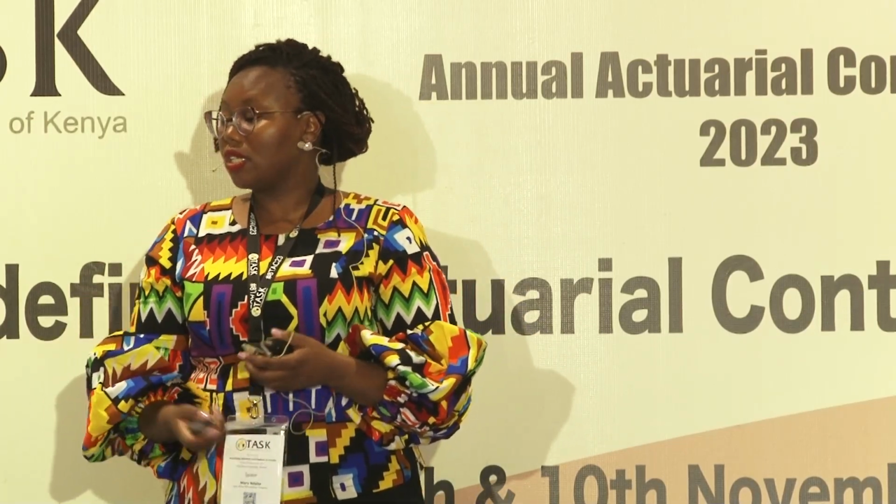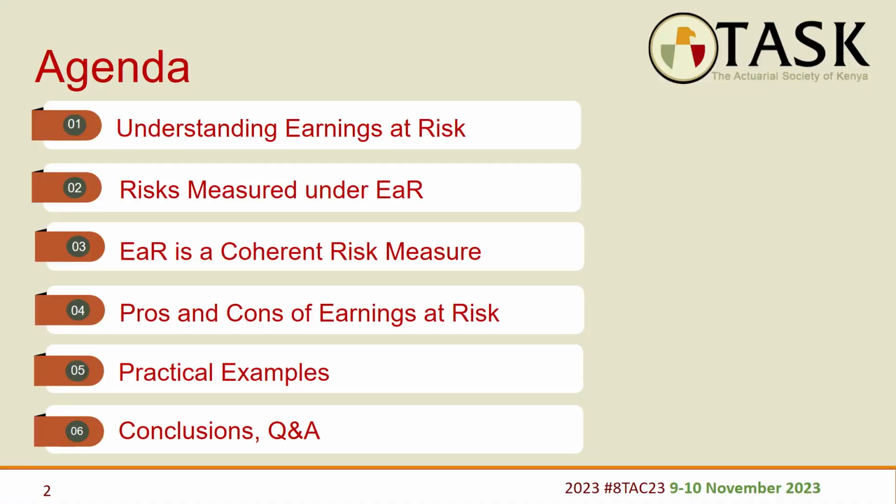All right, so we're just going to go right into it. On the agenda, we'll have understanding earnings at risk, and then we'll look at the risk measured under earnings at risk. Then we are going to present a case for earnings at risk as a coherent risk measure, and look at the pros and the cons. Anything with an advantage has a disadvantage. And the good thing today is we have what actuaries look for, practical examples. We're going to have practical examples using 3 Kenyan companies. So I hope it's going to be useful.